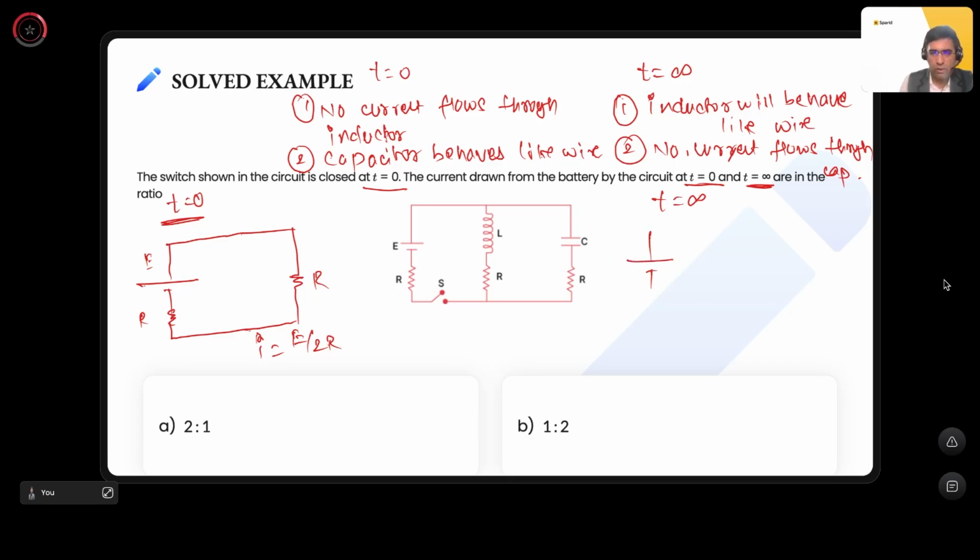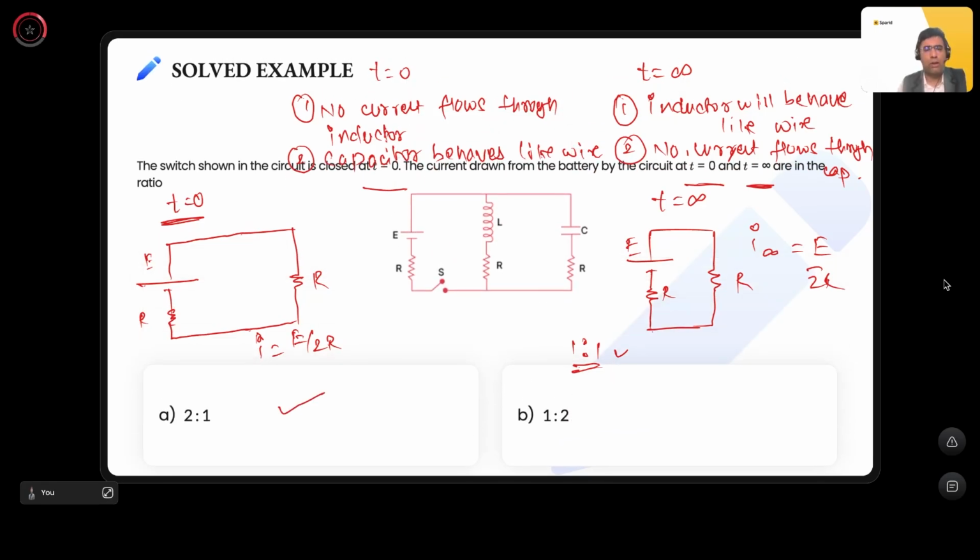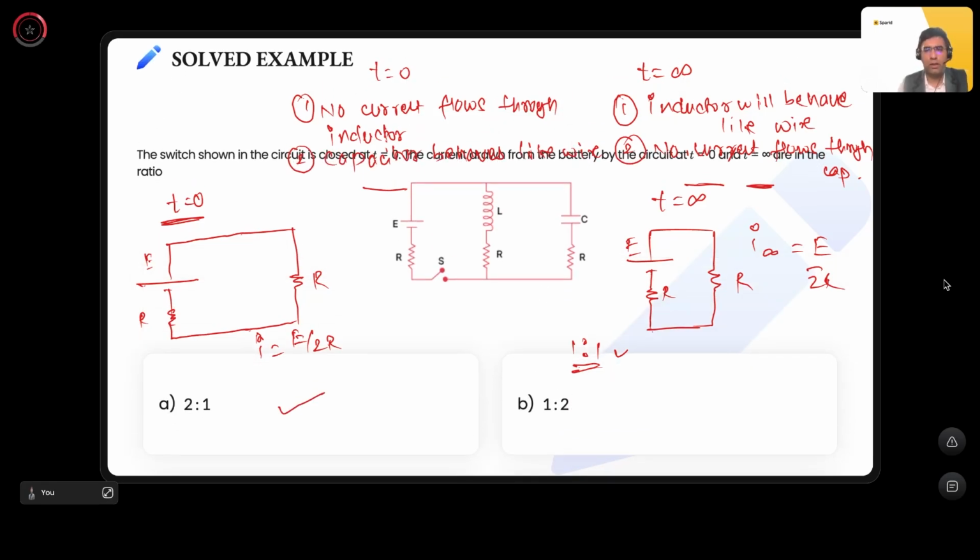So again, the circuit will look similar only. But this time, this middle branch will appear. So again, the equivalent resistance will be 2R. So current at infinity will also be E upon 2R. So the ratio will be 1:1. All right. So this will be my answer. So this is what you have to do in these questions.